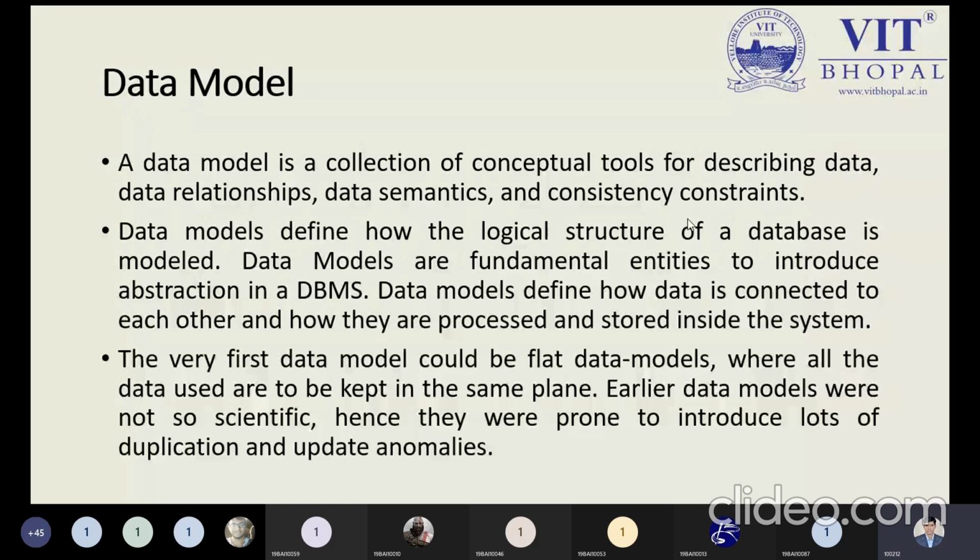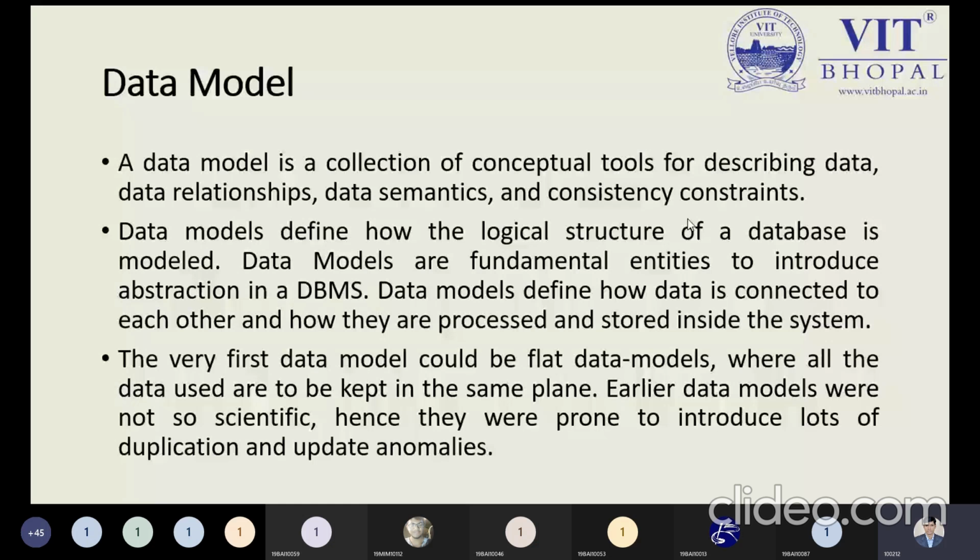So here you can read a few words. I put them here for notes purposes as well, so you can take some ideas from this slide. Data models define how the logical structure of a database is modeled. Models mean how they are connected, how they are associated, and how they are used. Data models are fundamental entities to introduce abstraction in the database management system. Each and every statement I'm putting here for notes purposes has its own sense, so please read each and every point carefully. Data models define how data is connected to each other and how they are processed and stored inside the system. And this second paragraph is the more important part.